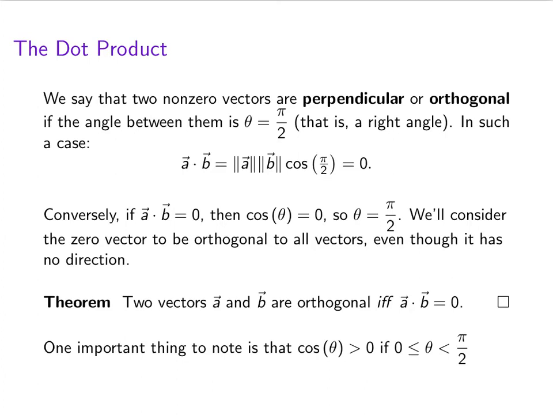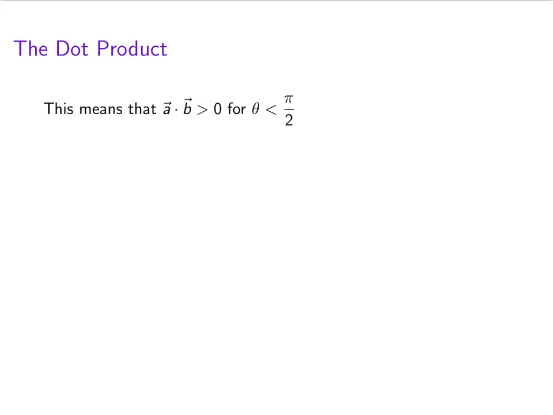Now it's important to note that the cosine of theta is positive if we choose an angle theta that's between 0 and pi over 2. And cosine theta is negative if we choose theta to be strictly bigger than pi over 2 but less than or equal to pi. So that means whenever we compute a dot product, we get a positive number when theta is less than pi over 2. And we get a negative dot product for values of theta that are bigger than pi over 2.